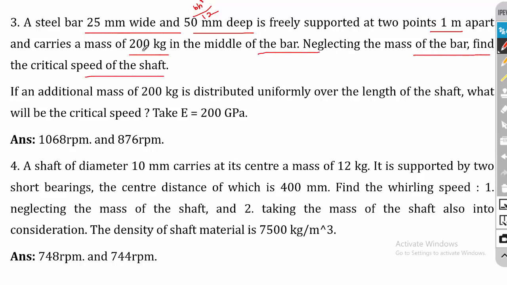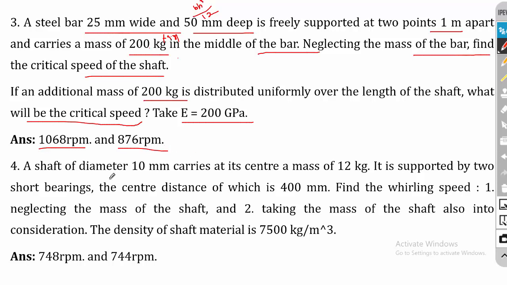So the bar is subjected to only 200 kg at the center. Convert this into Newton. Okay, another part of the problem is, if an additional mass of 200 kg is distributed uniformly over the length, what will be the critical speed? Okay, so case 1 is by considering the central point load alone. Case 2 is an additional 200 kg distributed uniformly over the length of the shaft. By adding another uniformly distributed load, what will be the change in critical speed? E is given. Okay, so two cases. For case 1, the answer is 1068 rpm, and for case 2 it is 876 rpm.